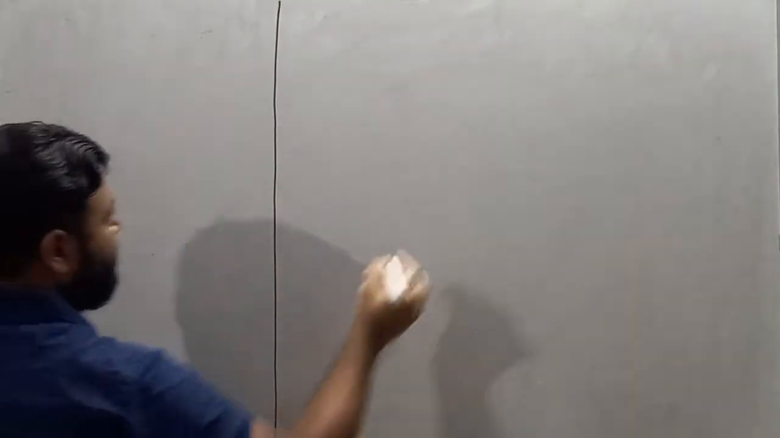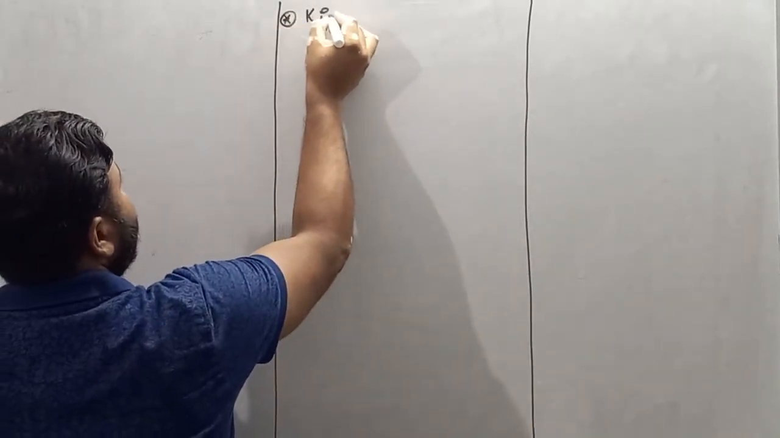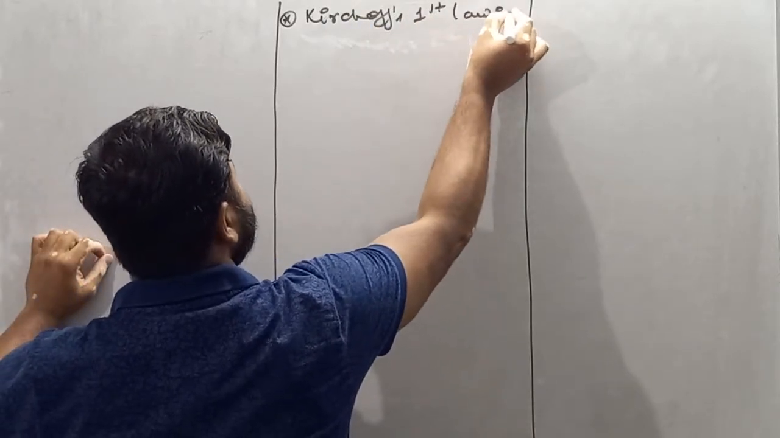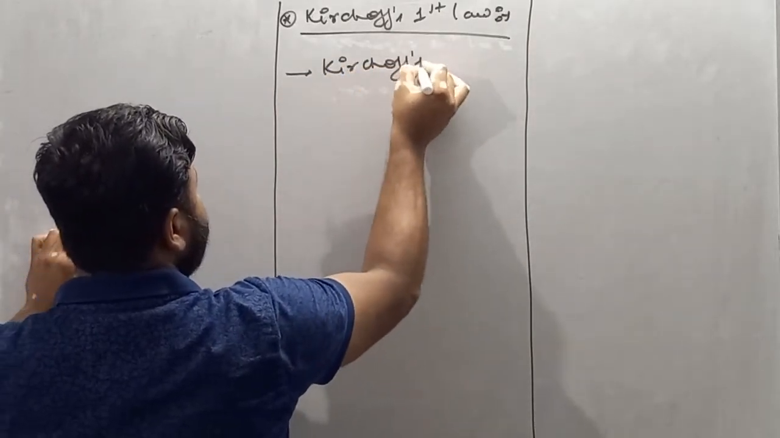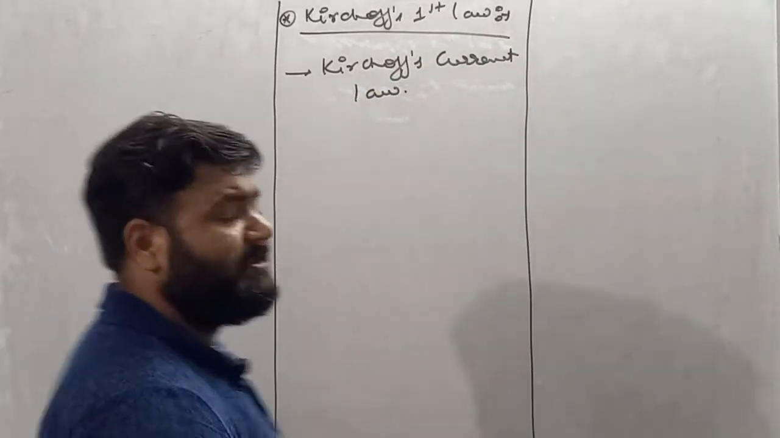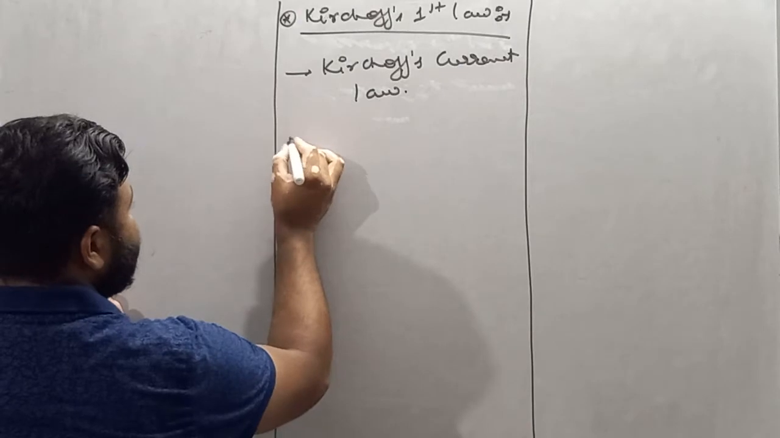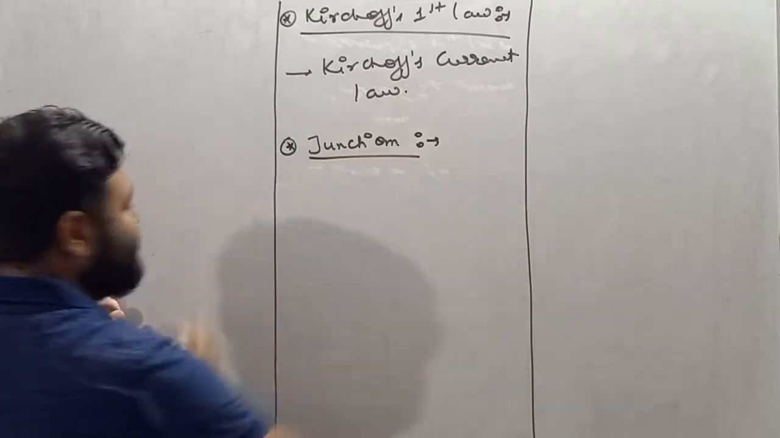So write down the first heading, Kirchhoff's current law. I'm writing here Kirchhoff's first law. Kirchhoff's first law is nothing but Kirchhoff's current law. Now as we know, this law is also called junction law. So first of all, let's discuss the term called junction, my dear student.